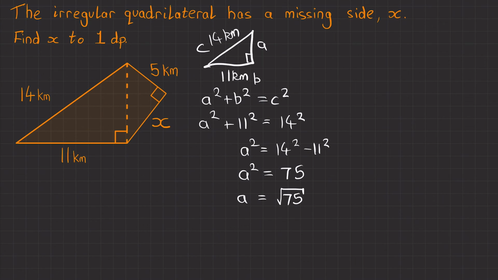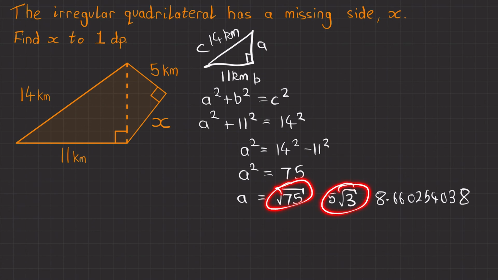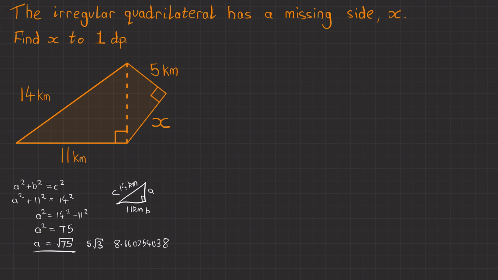Your calculator may show it in the form 5 root 3, which is the exact same, or the numerical value of 8.660254038. Like the other questions, to keep as much accuracy as possible, I'm going to leave it in this surd format. Now you can use either root 75 or 5 root 3. I'll keep it as root 75 as it's a bit nicer to work with. So now we've found A, we can move on to the right hand side triangle. I'm going to redraw it.